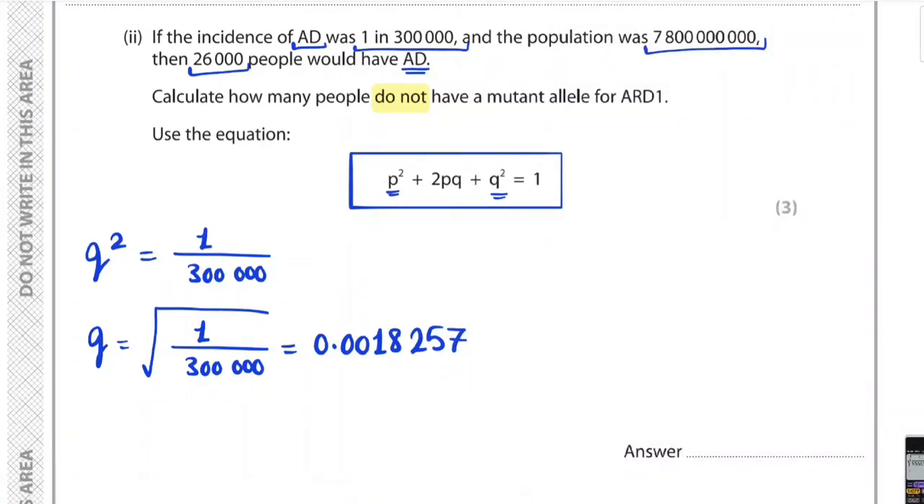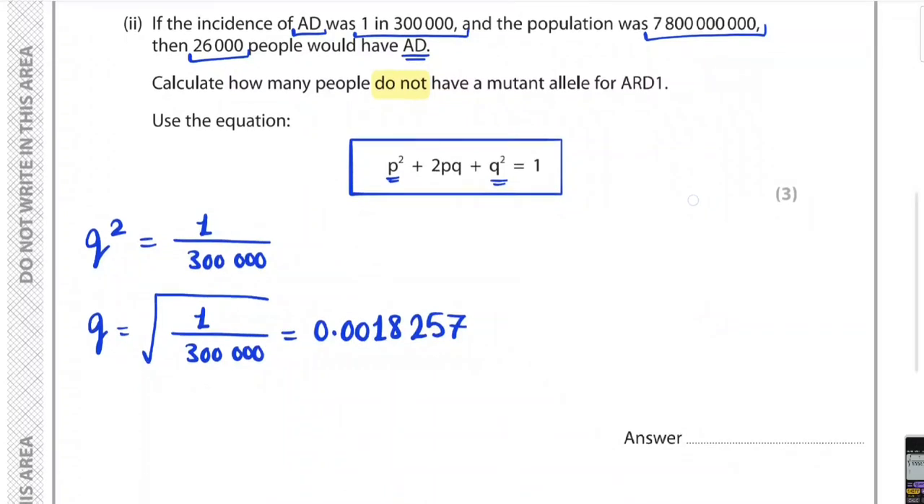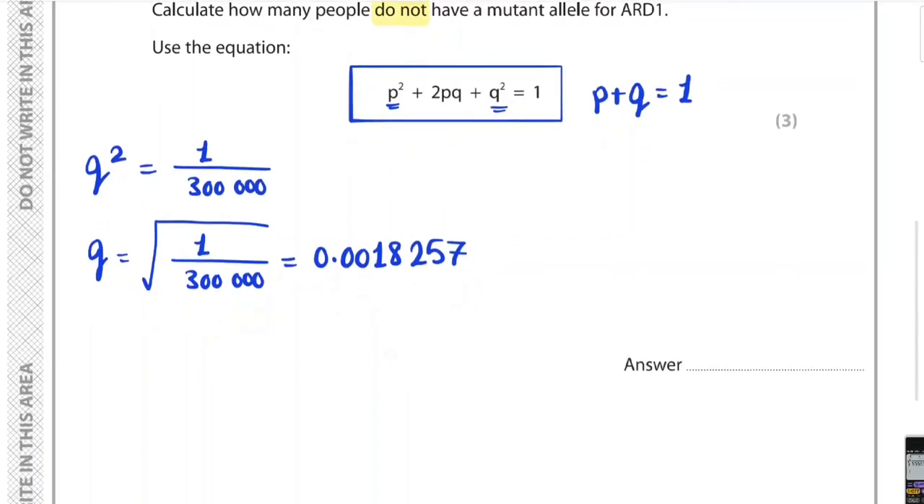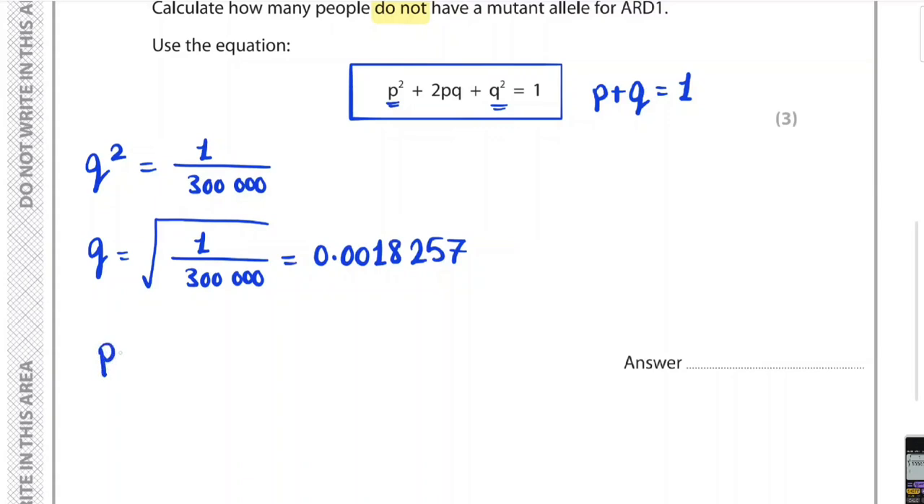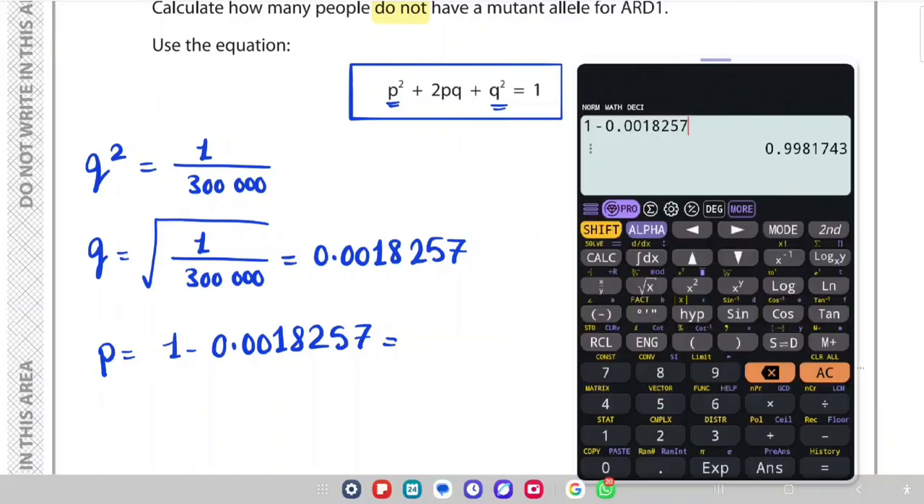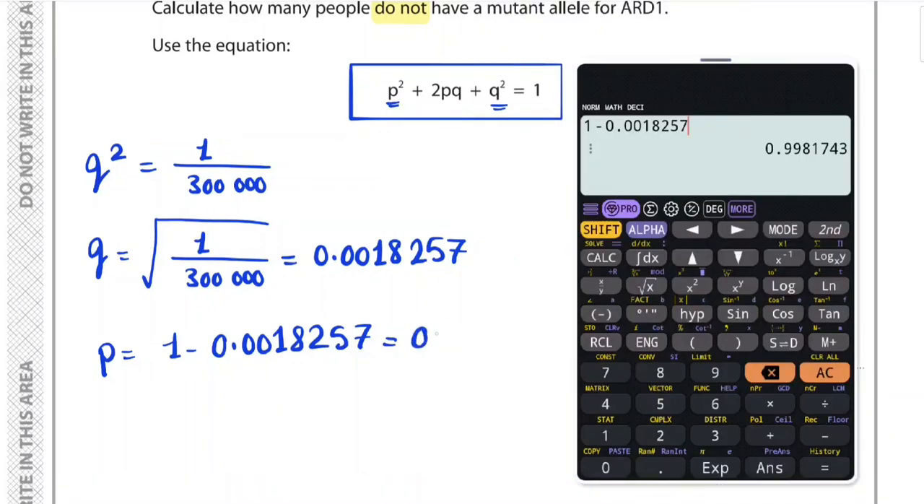After getting the Q, I have another formula to use, which is that P plus Q equals 1. So if I have Q with the value of this number, then P equals this value. This value stands for P.